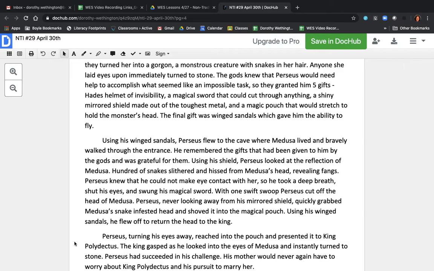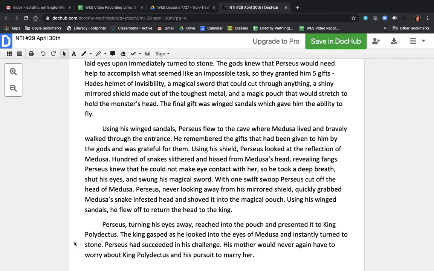With one swift swoop, Perseus cut off the head of Medusa. Perseus, never looking away from his mirrored shield, quickly grabbed Medusa's snake-infested head and shoved it into the magical pouch. Using his winged sandals, he flew off to return the head to the king.